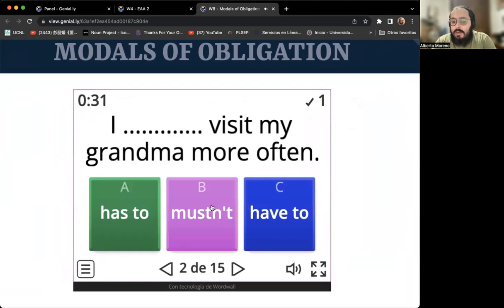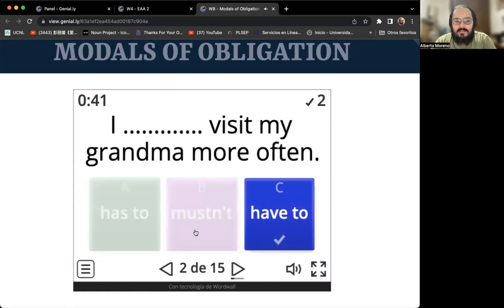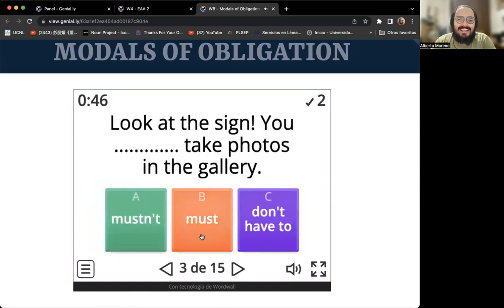I visit my grandma more often. I have to, I mustn't, or I have to. I have to. Okay, I mustn't. No, tengo prohibido visitar a mi abuela.